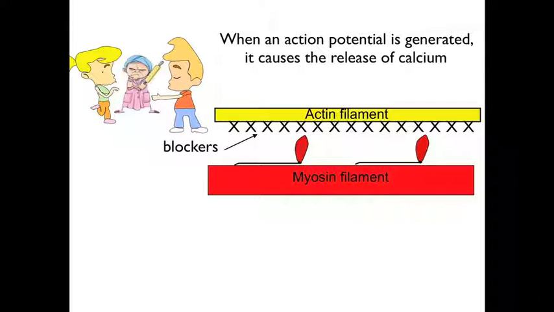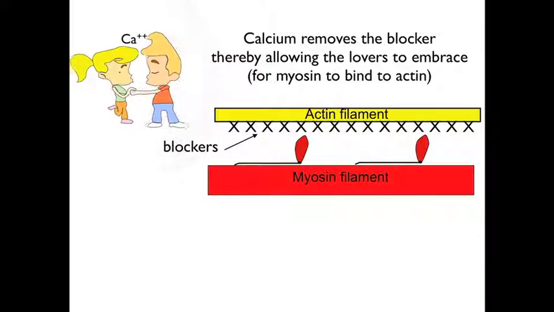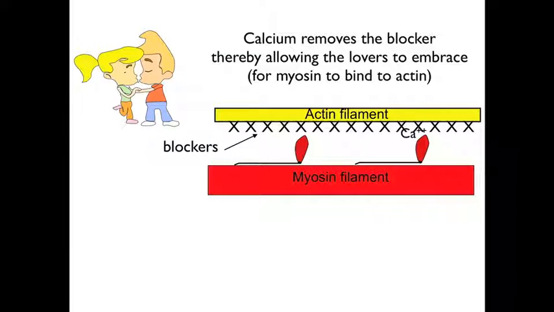When an action potential is generated, it causes the release of calcium. The calcium removes the blocker, thereby allowing the lovers to embrace. And for muscle, it allows myosin to bind to actin.